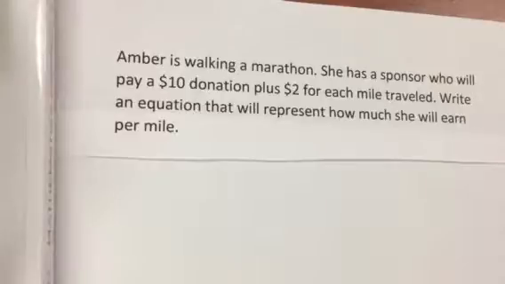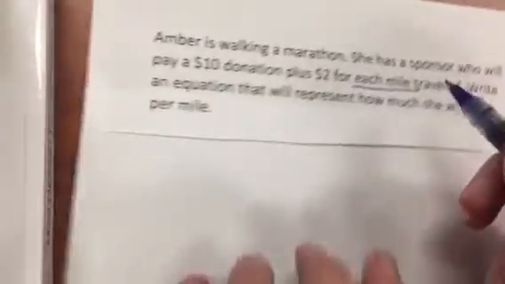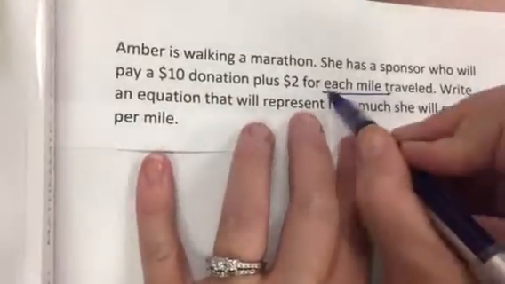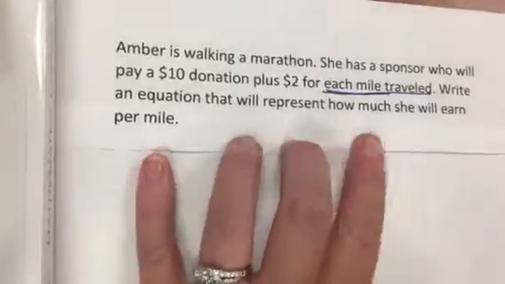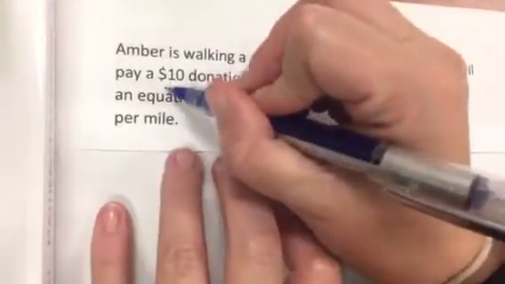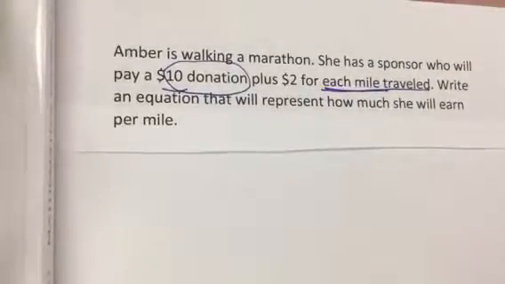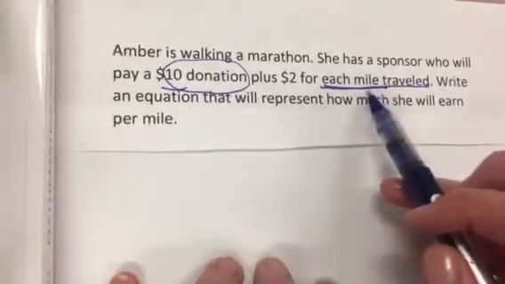Okay, according to our steps, we need to identify the variable first. And the variable would be each mile that's traveled. Is there anything that's not attached to that variable that's going to be in our equation? Yes, our donation, because that's going to happen regardless. So no matter what, if she were to walk absolutely nothing, she's still going to get a $10 donation? Yep. So these are the two separate things.